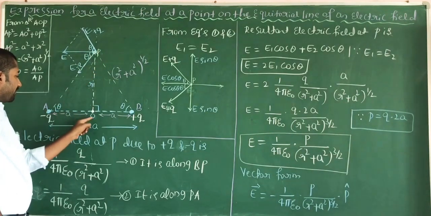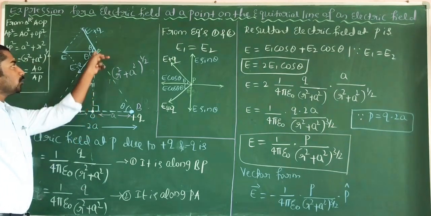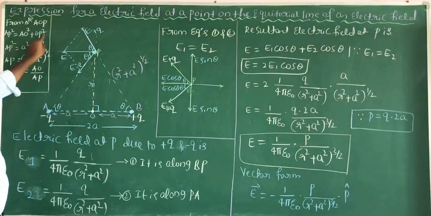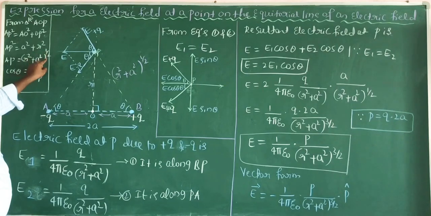The distance from the midpoint to this negative charge is A, and the distance from the midpoint to the point P, where we want the electric field, is R. Substitute these values here: AP square is equal to AO square plus OP square, so AP square is equal to A square plus R square, or AP is equal to (R square plus A square) to the power of 1 by 2.